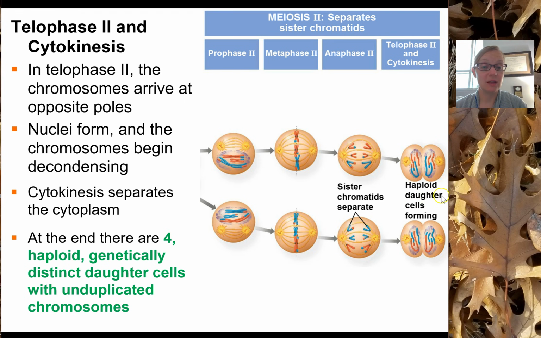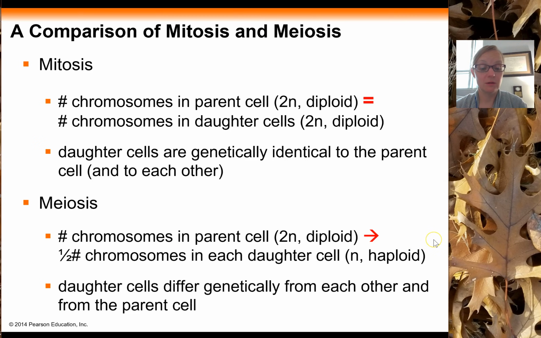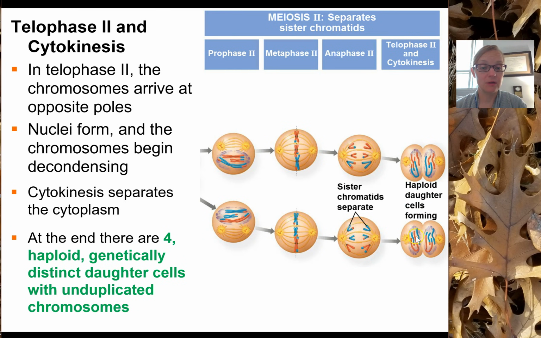And so we end up with 4 haploid daughter cells at the end of meiosis II. They are not just haploid cells, but they're also not genetically identical to the original parent, which was diploid. And if you take a really close look at the different kinds of chromosomes they've got in there, they are not genetically identical to each other either. So this creates gametes that are genetically different from each other from that one meiosis event.